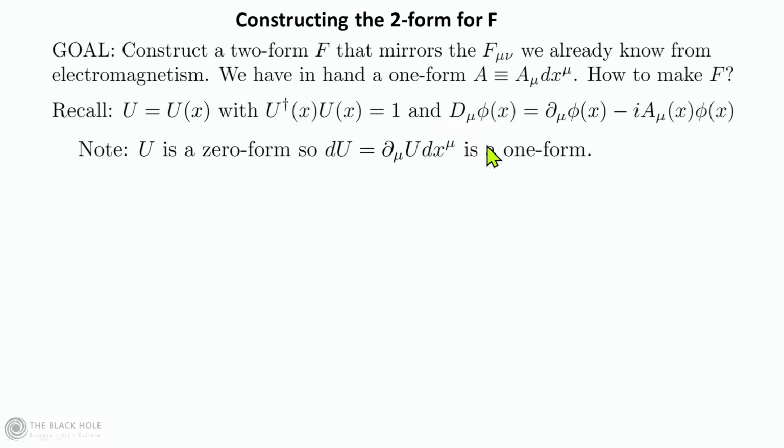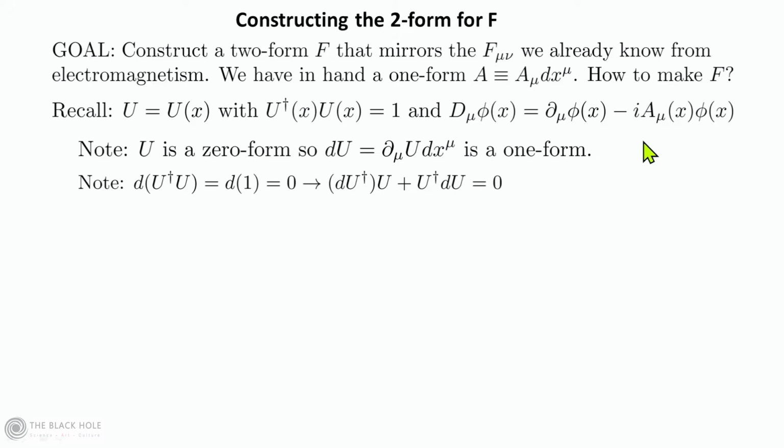Now, let's remember that U is a function. Well, of course, it's a matrix, but it's a matrix of functions. So it's a zero form. Therefore, if I take dU, well, that's a one form. And how do you make the one form? Well, as I said earlier, d mu U dx mu, that's the rule by which d operates upon a function. Okay, so we have this dU as a one form.